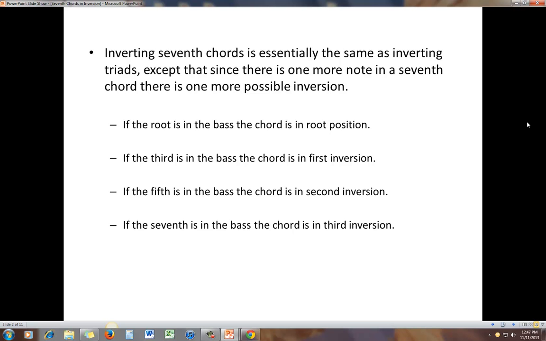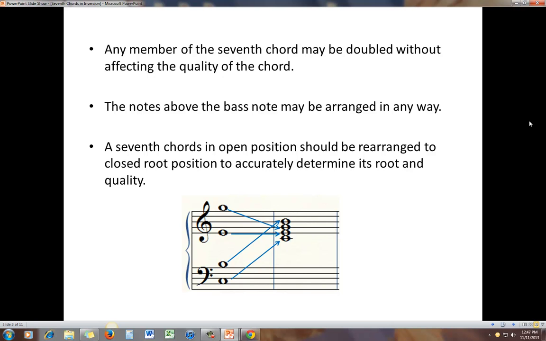just like triads. If the third is in the bass, you are in first inversion, that is the same. If the fifth is in the bass, it is second inversion, that's the same. And here's the difference. You can have the seventh in the bass, and that is the third inversion. Any member of the seventh chord, just like a triad, may be doubled without affecting the quality of the chord. And actually, you will occasionally find that members of the seventh chord will also be left out on occasion.